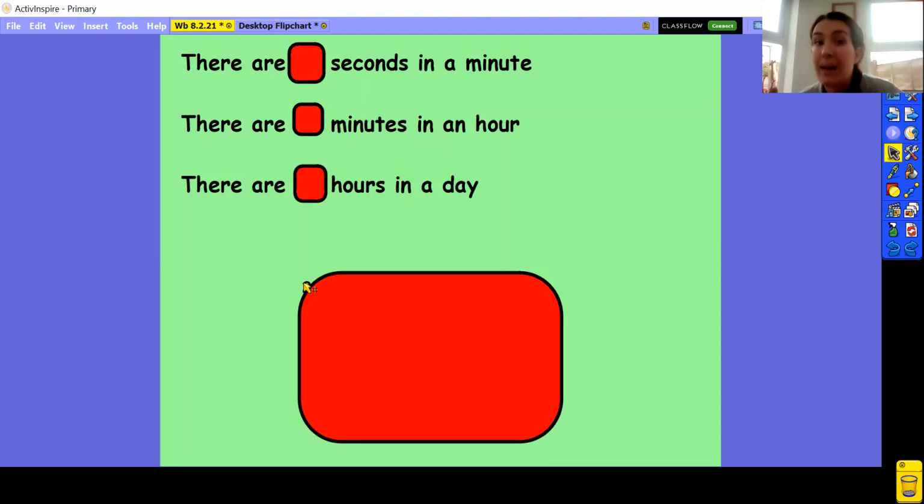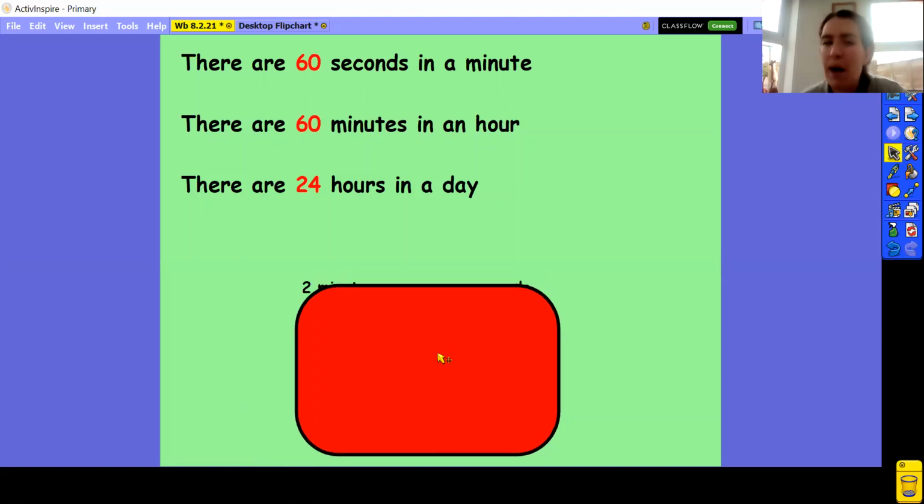There are 60 seconds in 1 minute. There are also 60 minutes in an hour. So 60 is an important number to remember when we're dealing with time. But there are not 60 hours in a day. There are 24 hours in a day. Okay, so 60 seconds in a minute and 60 minutes in an hour, but 24 hours in a day.